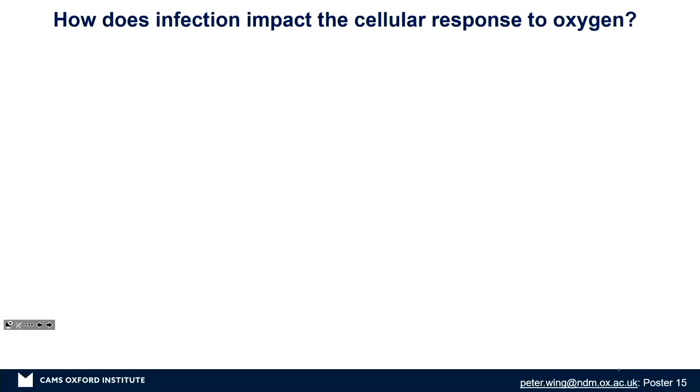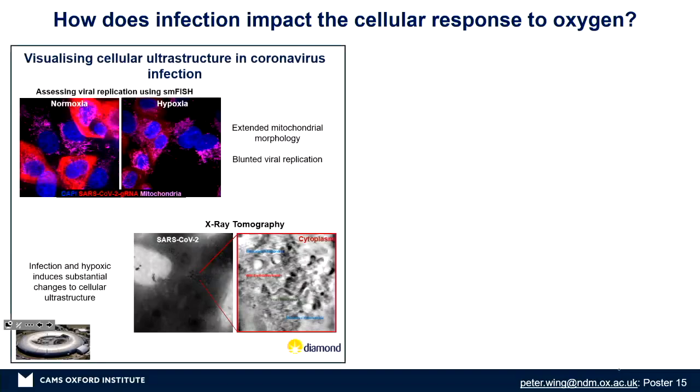Now, the work that my group is looking at is actually flipping this question on its head. Instead of looking at how the hypoxic response affects viral replication, we're looking at how viruses affect the ability of a cell to respond to variable levels of molecular oxygen. The way we've done that is by using high resolution imaging, using X-ray tomography at Diamond Light Source to look at the cellular ultrastructure of coronavirus infected cells, combined with high resolution imaging using smFISH.